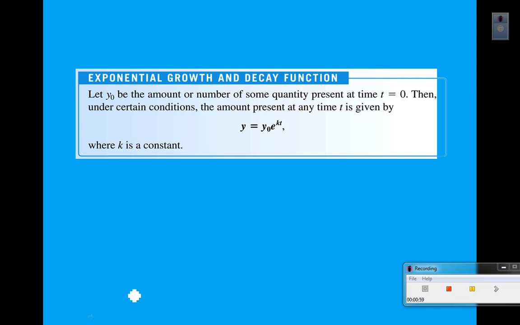Here's our goal today. We need to write an exponential growth and decay function model, which will look like this: y equals y sub 0 e to the kt. In this model, y is a certain amount at time t. So y represents the amount at time t.